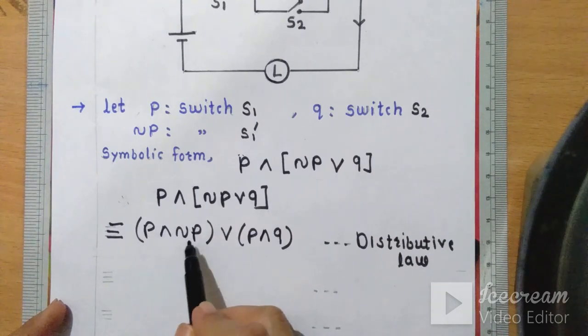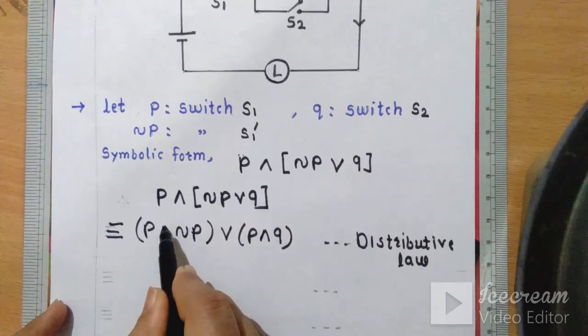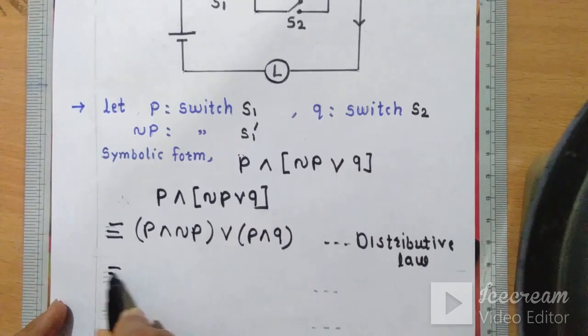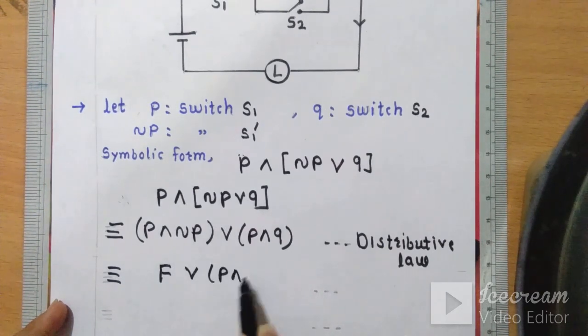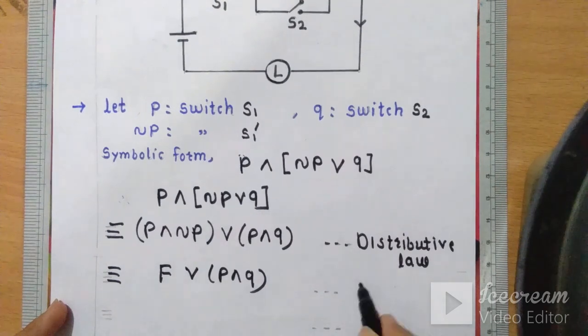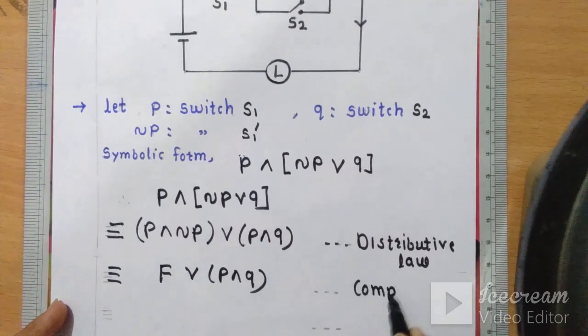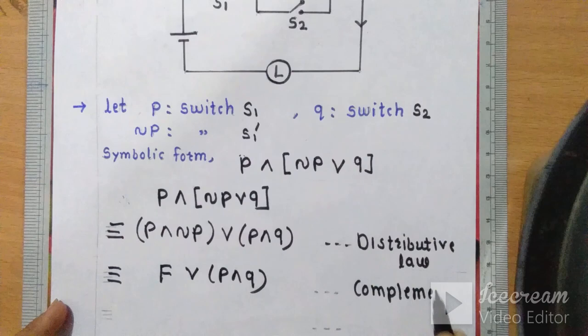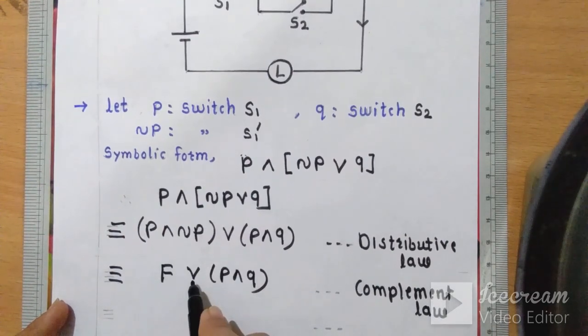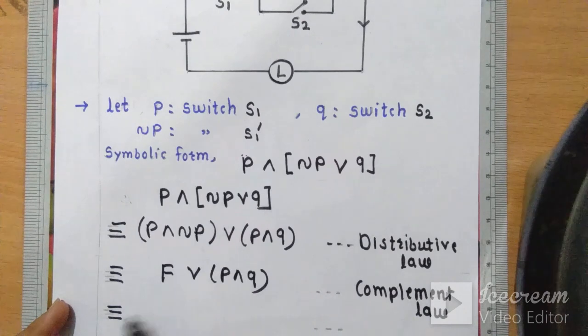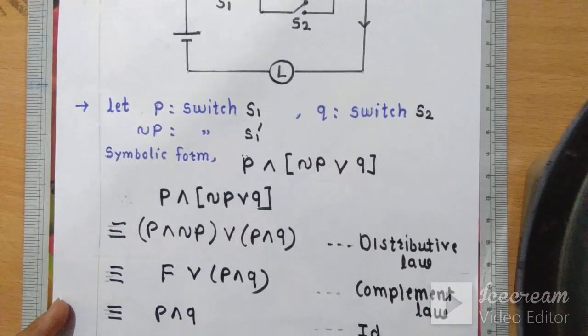Then again P conjunction negation P means intersection, and intersection is F, disjunction P conjunction Q. This is by complement law. And again F disjunction P conjunction Q. Disjunction means union, and so this is equal to P conjunction Q. This is by identity law.